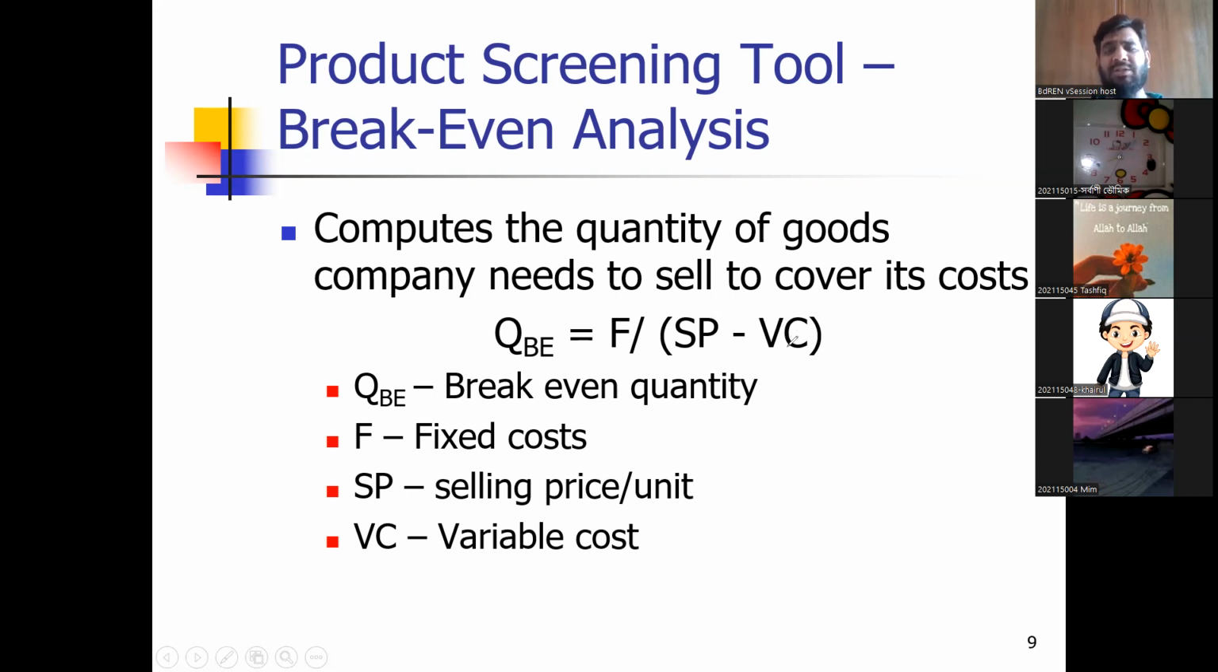What is variable cost? Variable cost means the cost that will vary with the production level.